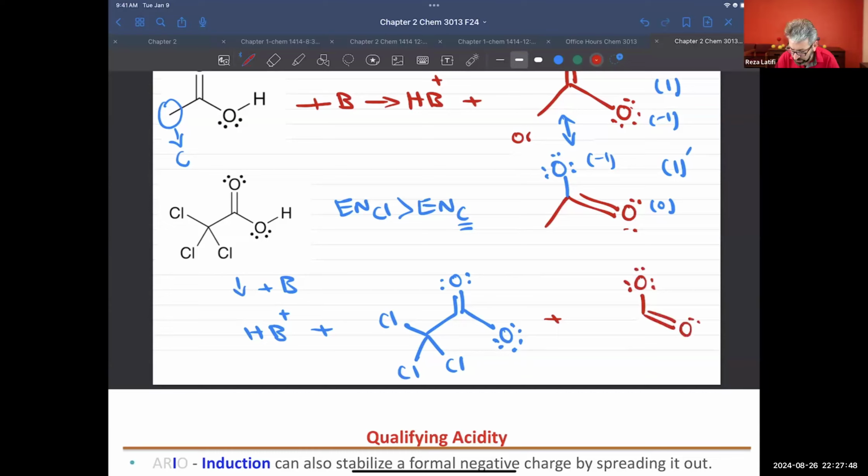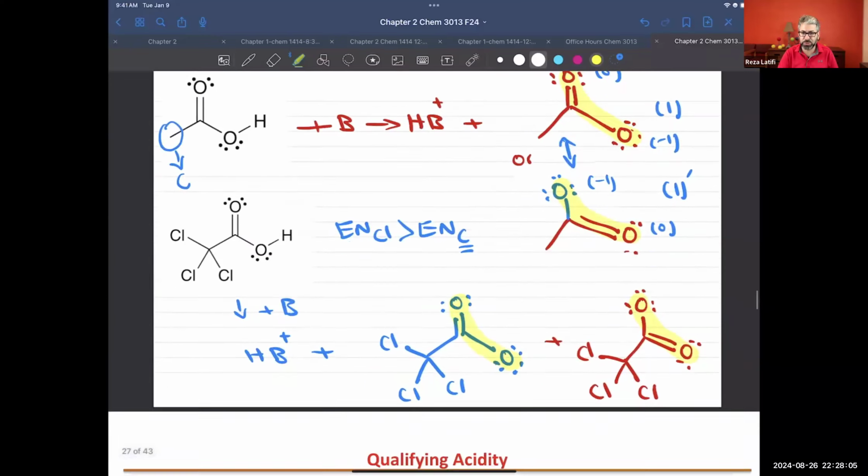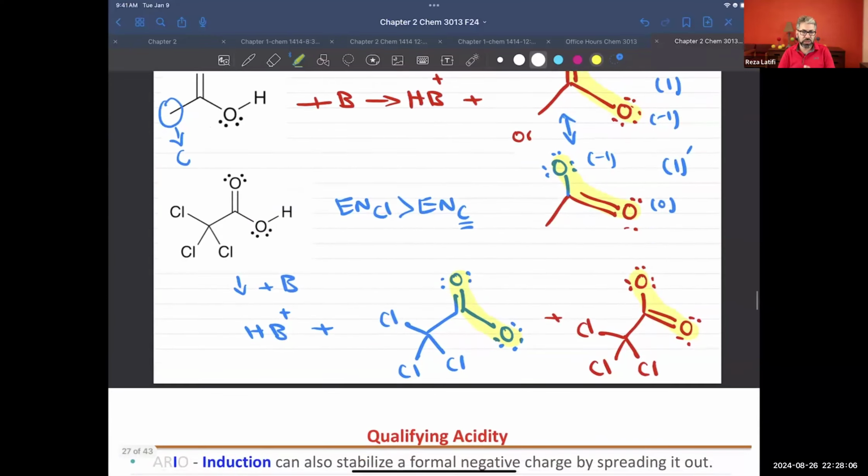Double bond here. I get carbon attached to 3 chlorines. So I have 2 resonance structures, exactly similar to the previous one. I got the same thing here. The only difference between them is the carbon. Carbon is less electronegative than the central carbon.